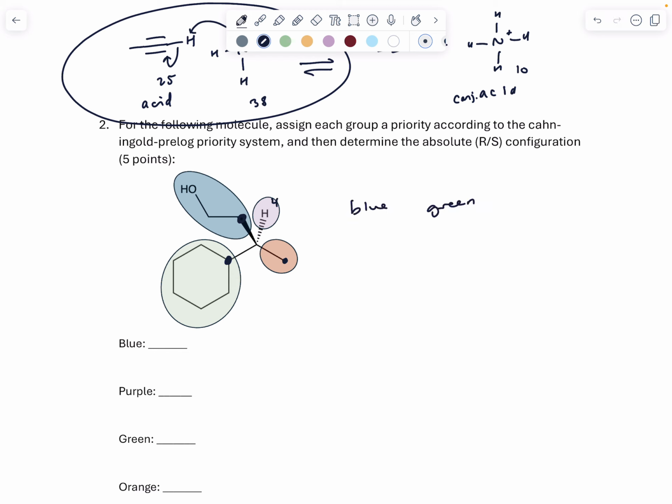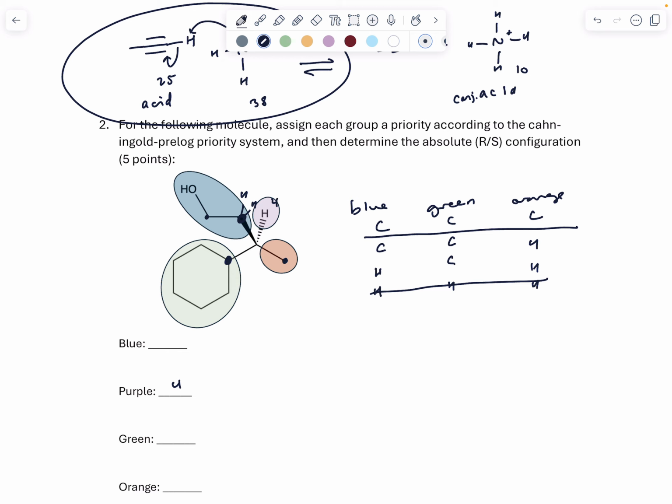So we have blue, green, and orange. Purple is definitely priority 4. So blue, green, and orange are all carbons, right? Now in blue, we look at what it's attached to, and it's attached to 2 hydrogens and another carbon. Then green, we look at what it's attached to, 2 carbons and a hydrogen, and then orange, what is it attached to? 3 hydrogens. So all of them have at least 1 hydrogen, so they're all equal there.